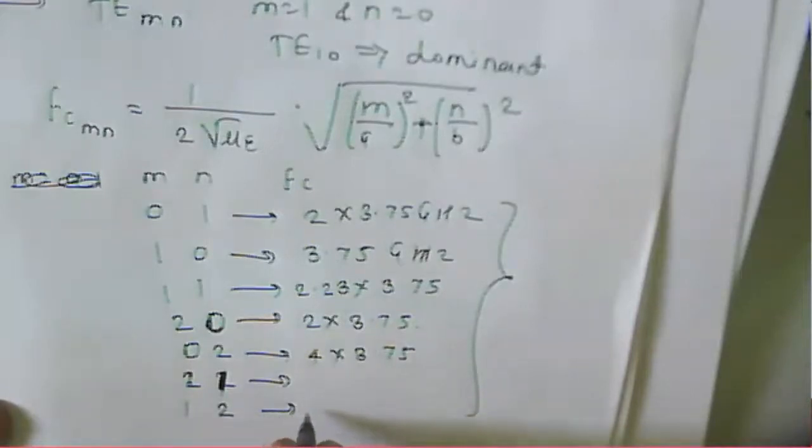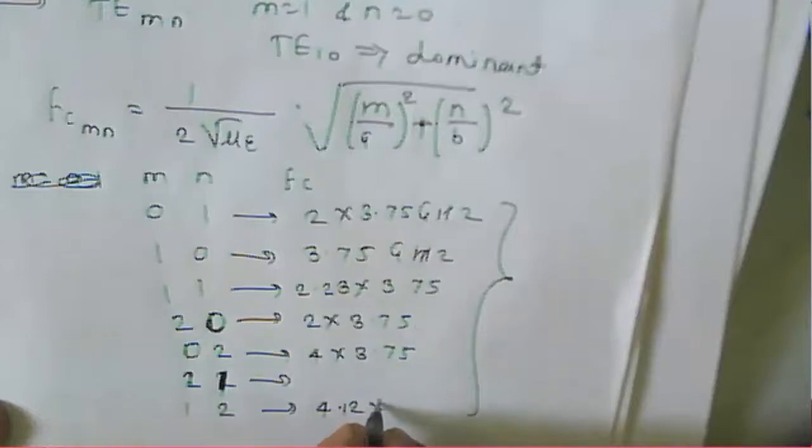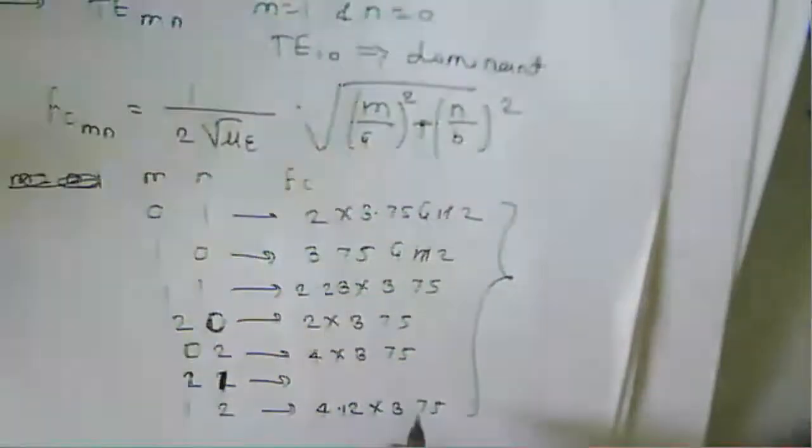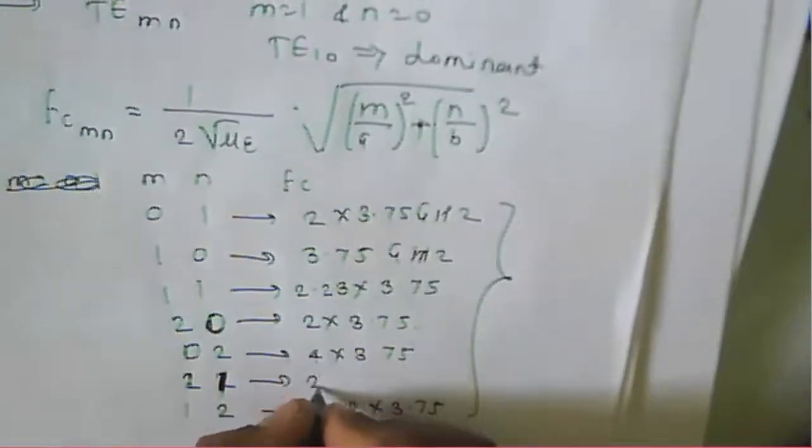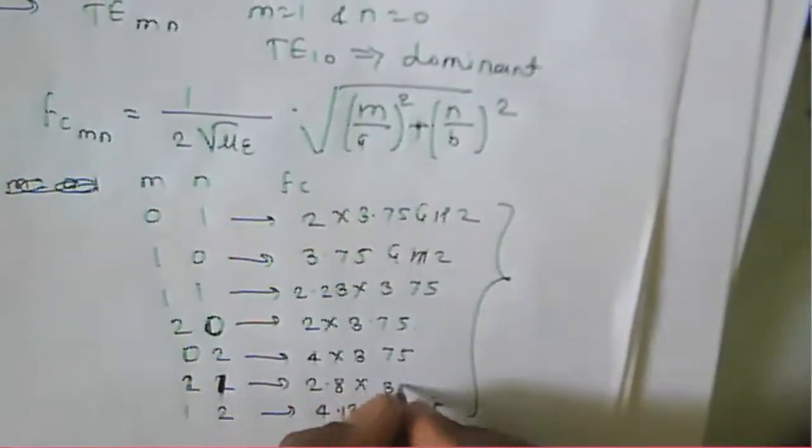Then here 1 2 is equal to 4.12 into 3.75, and then 2 1 is nothing but 2.8 into 3.75 gigahertz. Now this is about a table.